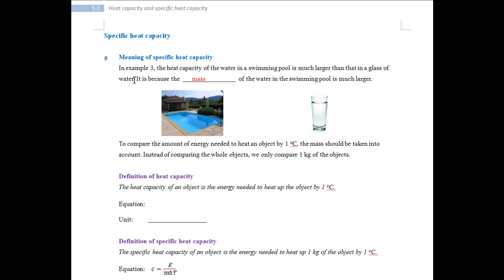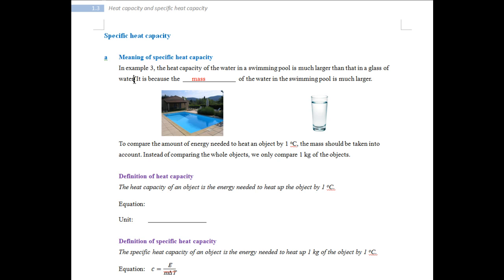In both cases, we talk about water, but the heat capacity of the water in the swimming pool is much larger. So, if we want to compare the amount of energy to heat up an object, we should also consider the mass. Instead of considering the whole object, we only consider 1 kg of the object.